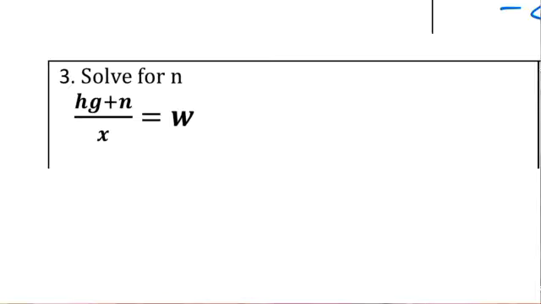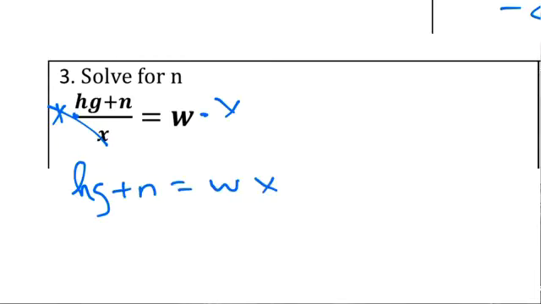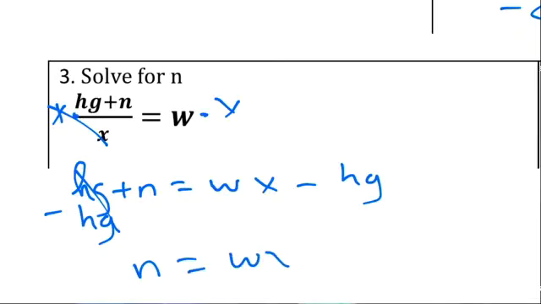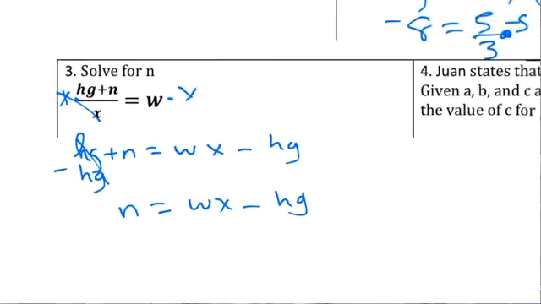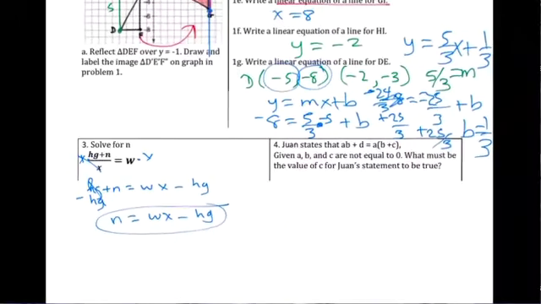Find n, multiply by x. Okay, you want n, so subtract hg. N is equal to wx minus hg. And that's it, we got n.